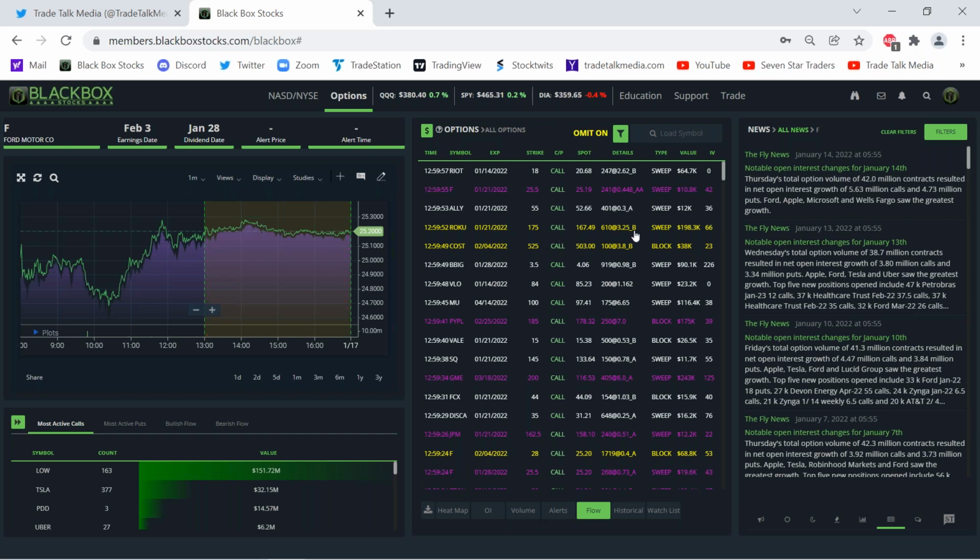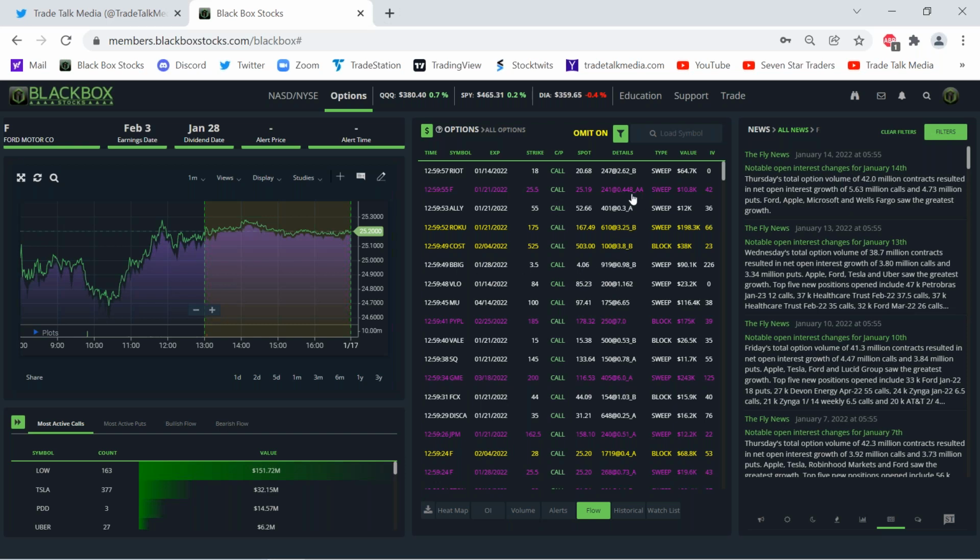And what do you guys notice on this one? It says B. So this filled on the bid. So what does that mean? This is likely a closing position. Yeah, don't buy that. Don't rush into stuff like this.